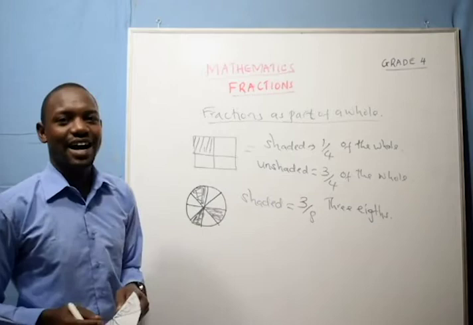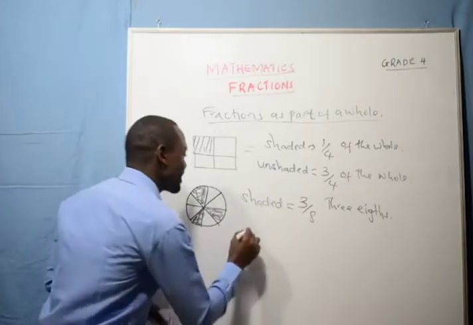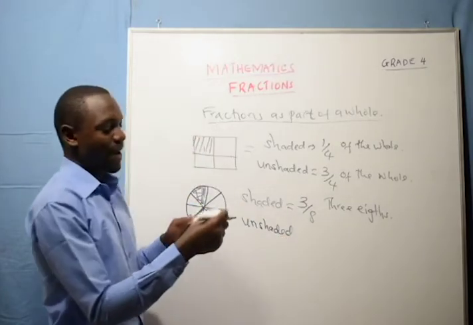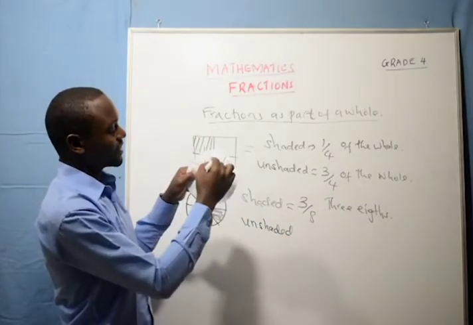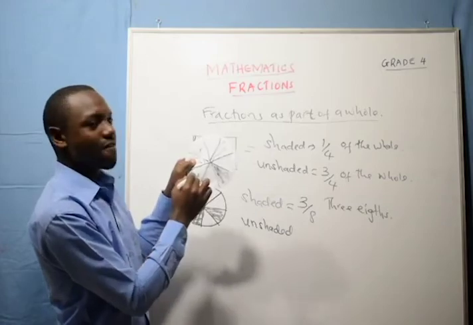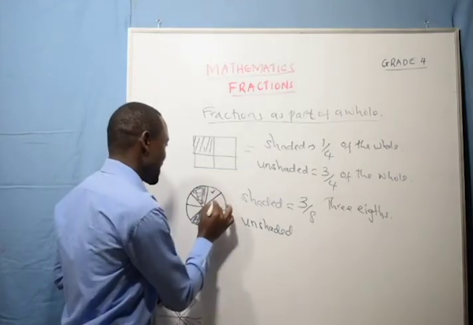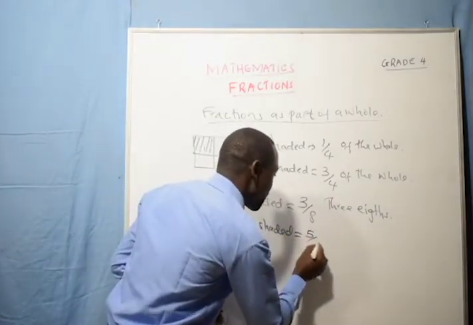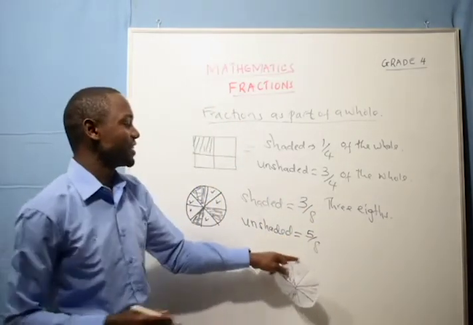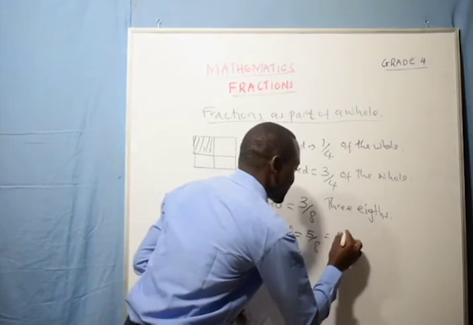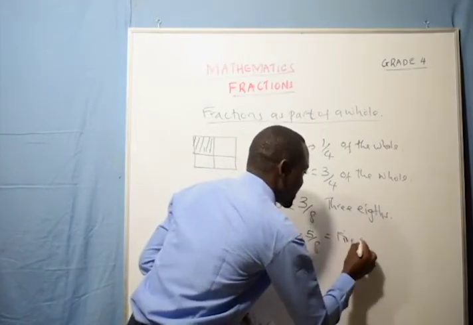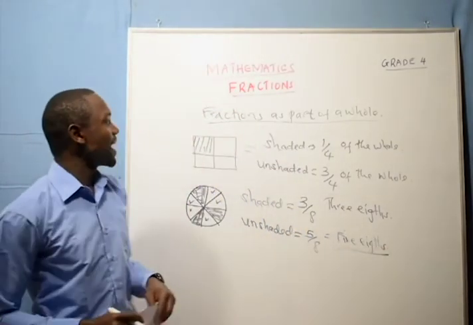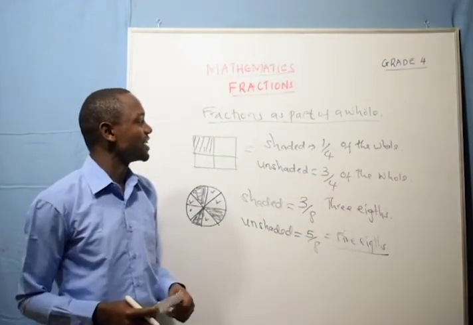So how many parts are unshaded, or what is the unshaded fraction? The parts which are not shaded are 1, 2, 3, 4, 5. So you can see them. So the unshaded part is 5 over 8, which is 5 eighths. So that is how we represent fractions as part of our whole.